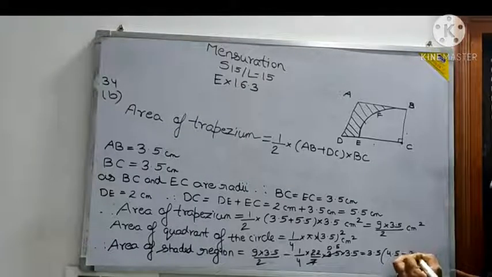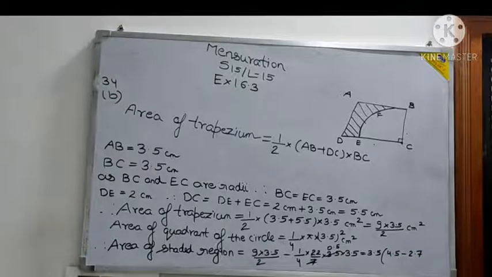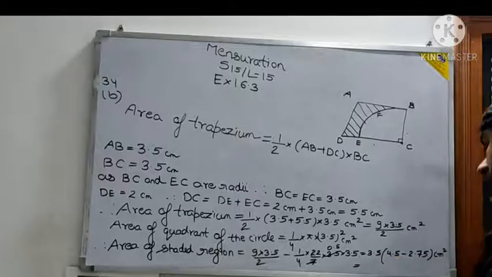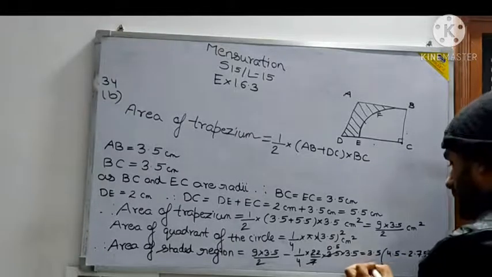4 2s are 8. 4 7s are 28. And 4 5s are 20. It should be 2.75. That is the value of 11/4, 2.75. And yes, centimeter square. Do not forget to write the units at any place. So 4.5 minus 2.75. How much will that be?